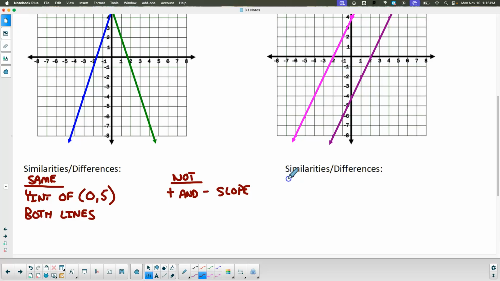Similarities. They have the same slope. I'm not sure this is taught, but they're both exponential. They are not both exponential. No, neither one of them is. They're both linear. Yeah, they're both lines. Anything else the same?